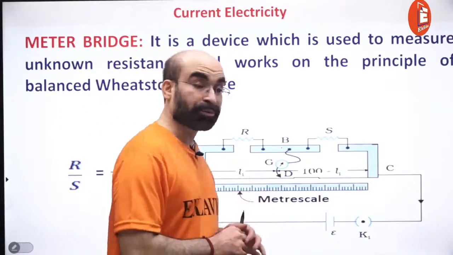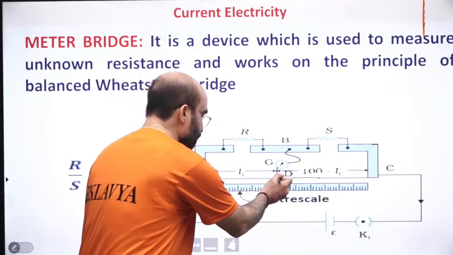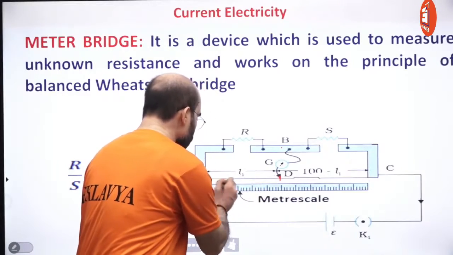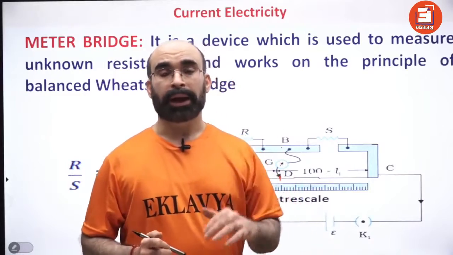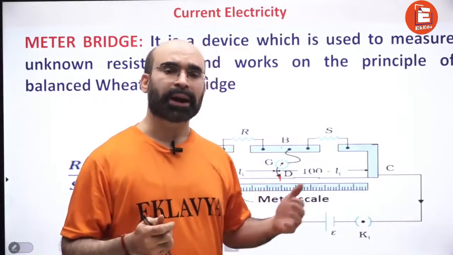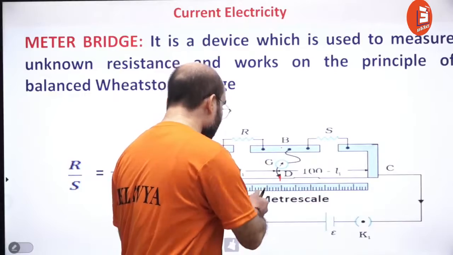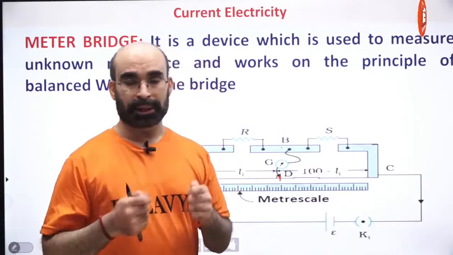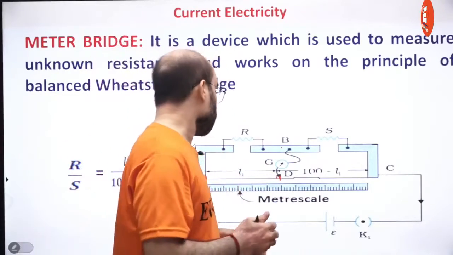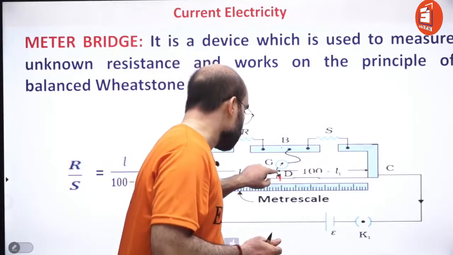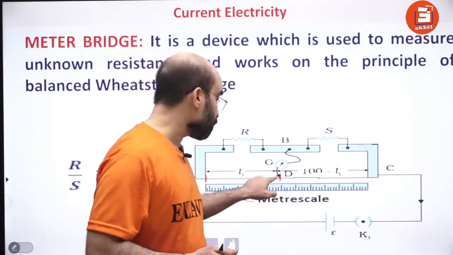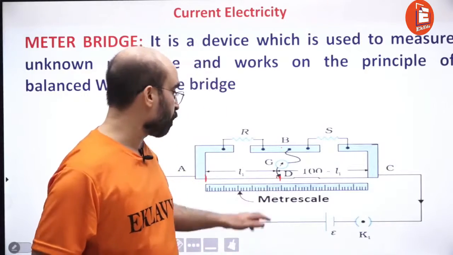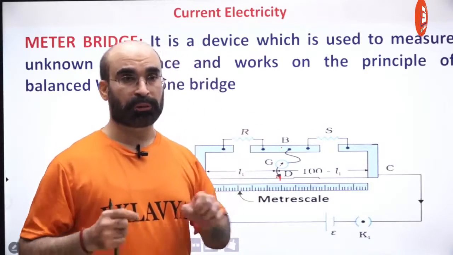And then we measure the balancing length. This L1 we can consider here. L1 is the balancing length, or L, whatever. From end A, we are measuring the length of this null point from point A. At this point D, you can see on the diagram, the galvanometer shows 0 deflection.